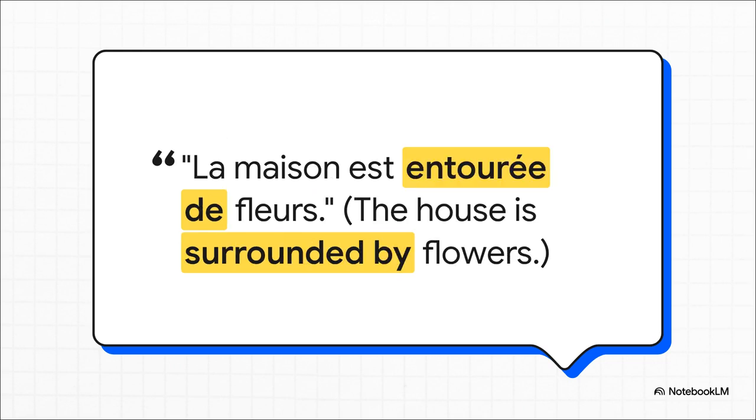And it's the same idea here. Entourer, to surround. It's describing a physical state of being. The house isn't being actively wrapped in flowers at this exact moment. It just is surrounded by them. It's a state. So again, we reach for de.